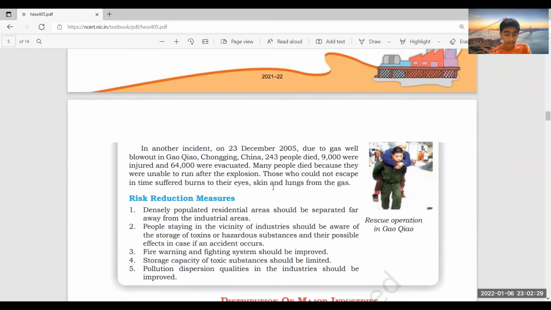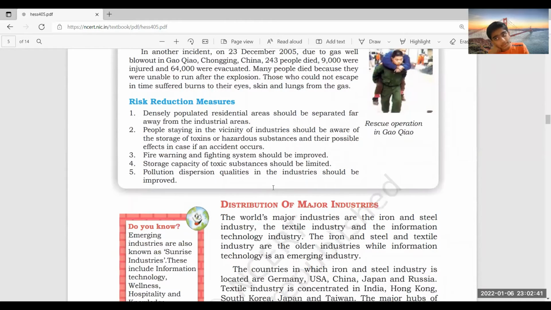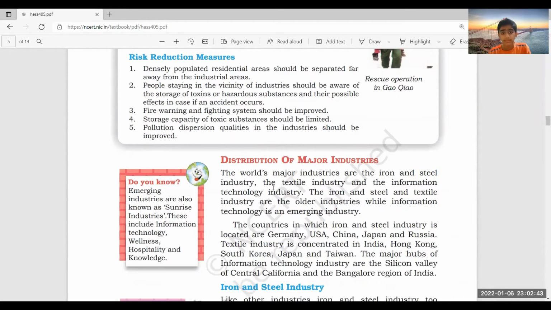Again, in China also there was a similar incident in 2005 in which 9,000 people were injured. 243 people were dead, 64,000 were evacuated, and many had eye problems, skin problems, and lung problems.